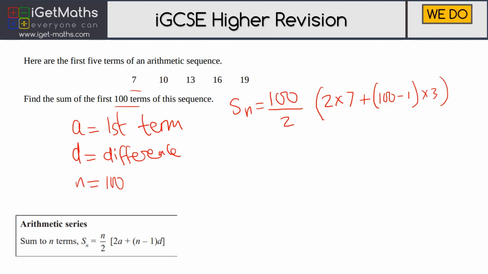We're going to simplify this down. 100 divided by 2 is 50, times bracket 2 times 7 is 14, plus 100 minus 1 is going to be 99, times the 3. Hit this in your calculator and you should get 15,550.